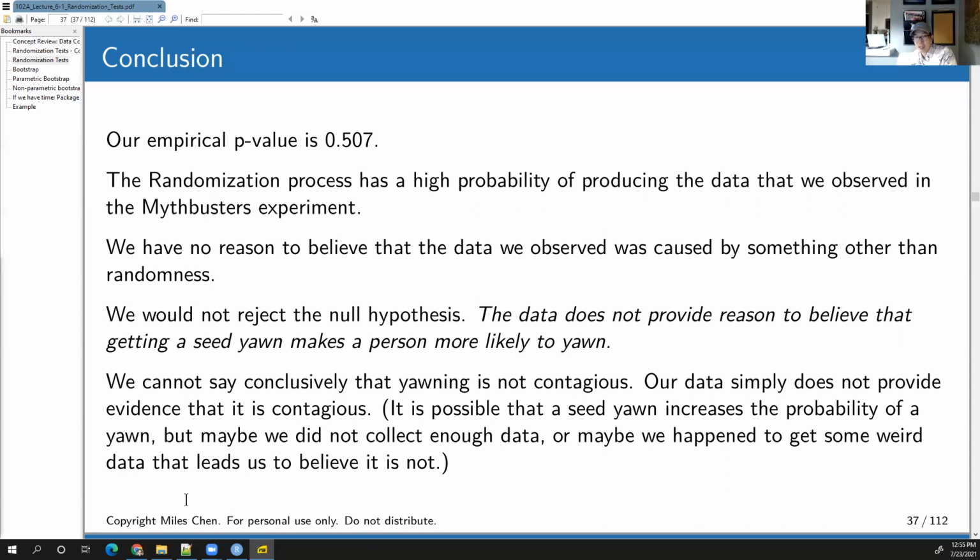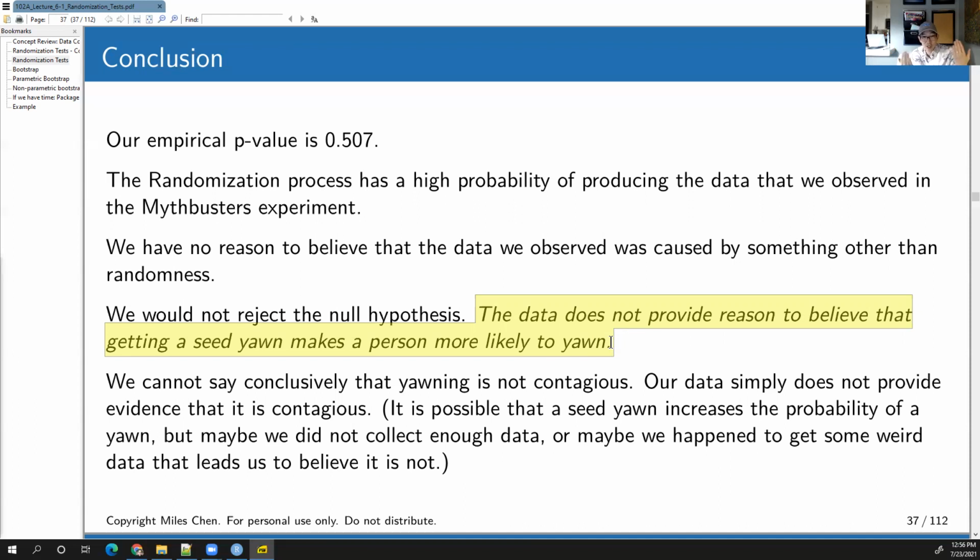And it's not even that weird of a coincidence, right? It happens 50% of the time. So what we're going to say is the data we have doesn't actually provide evidence or a reason to believe that seeing a yawn makes a person more likely to yawn. It doesn't mean that yawning is not contagious. It just says this is not the evidence you're looking for, if you're trying to prove that yawning is contagious.